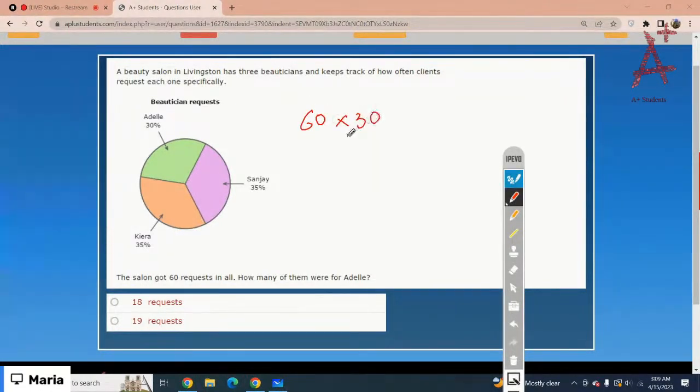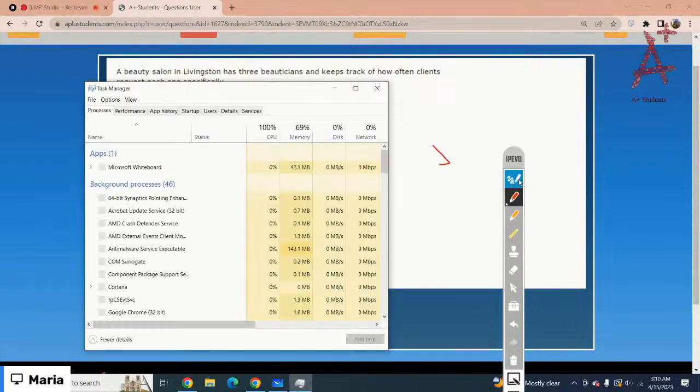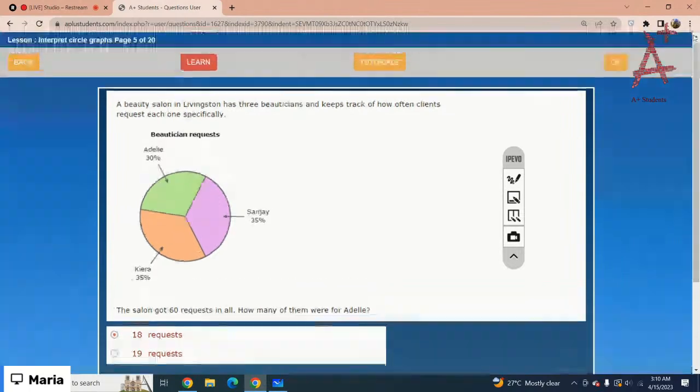60 times 30 over 100. So 6 times 3 makes 18. That means 18 requests are for the Adelaide. Got it? So it would be 18 requests. So the correct option is 18 requests.